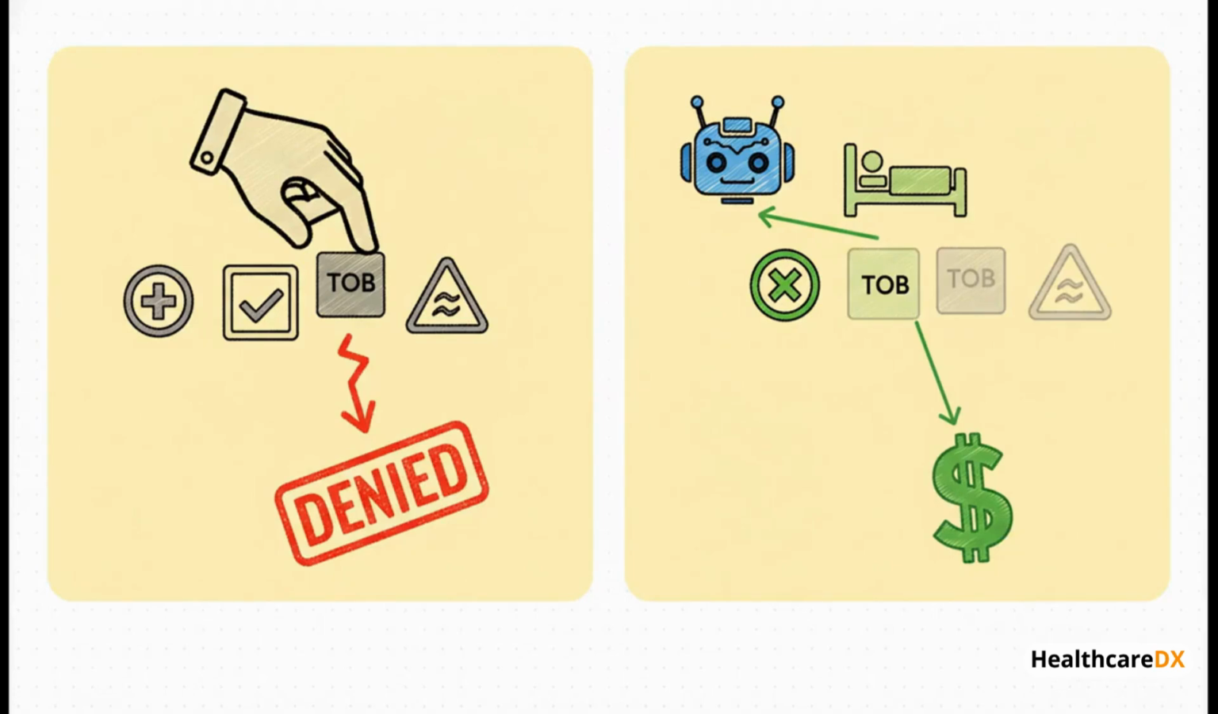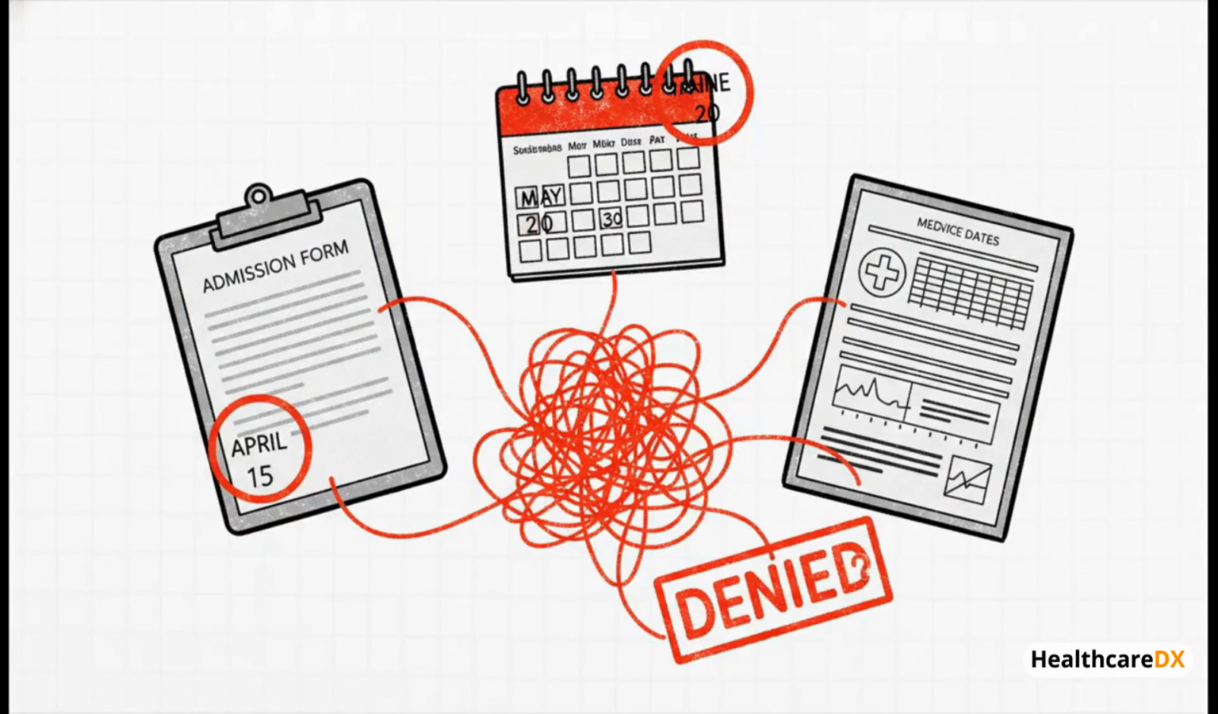And this one is a classic tripwire. It is so easy for a biller to accidentally pick the wrong code for a specific situation, and boom, instant denial. An AI, though, can look at the patient's stay information and just automatically pop in the correct code, completely preventing that kind of denial from ever happening.